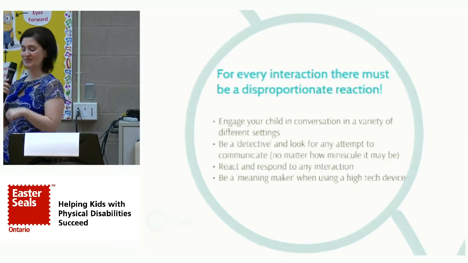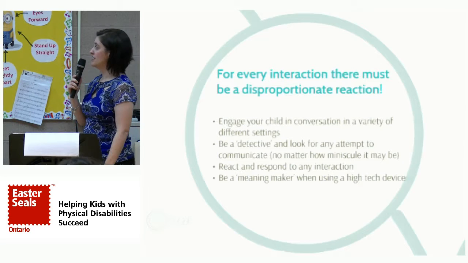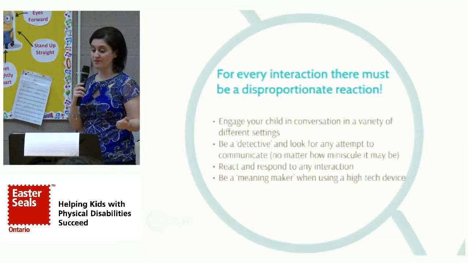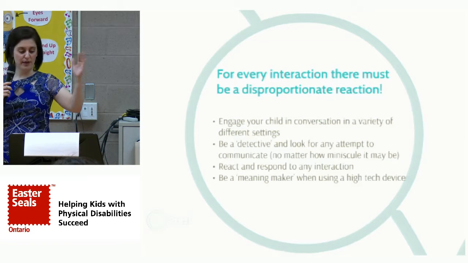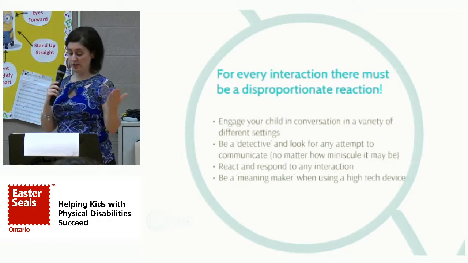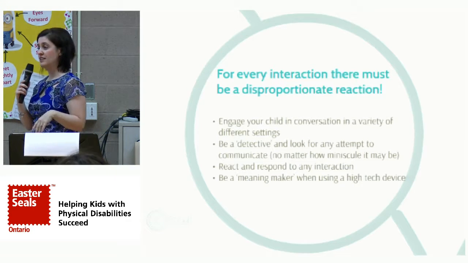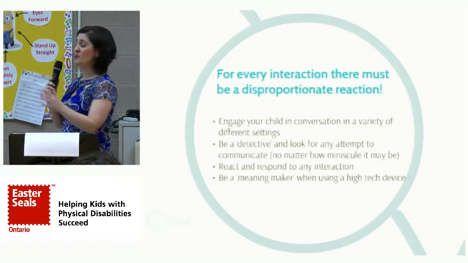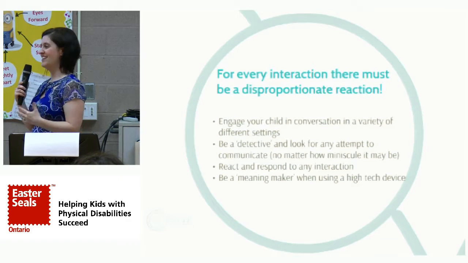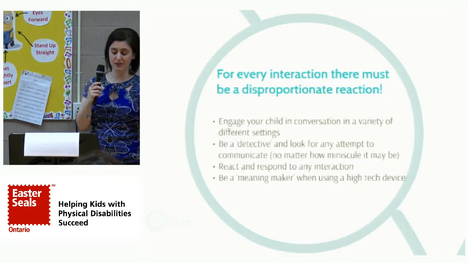I'll go through in 10 minutes. We'll see. So the very first one to talk about is interaction and reaction. If you open any parenting book, I remember with my older daughter who is neurotypical, it said, just talk to your kid all day long. Talk, talk, talk, talk, talk. So that's number one, is you need to talk as much as possible. Expose your child to as much language as possible.